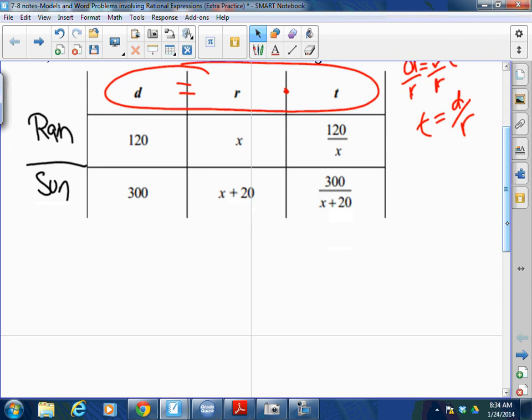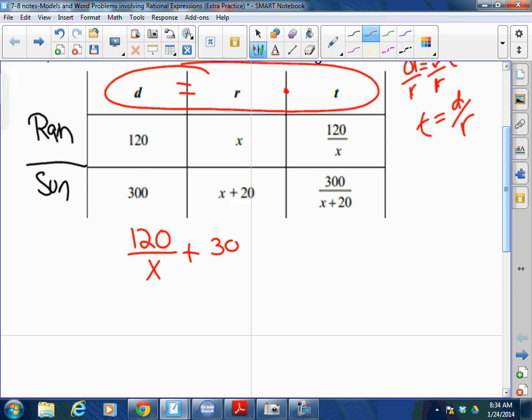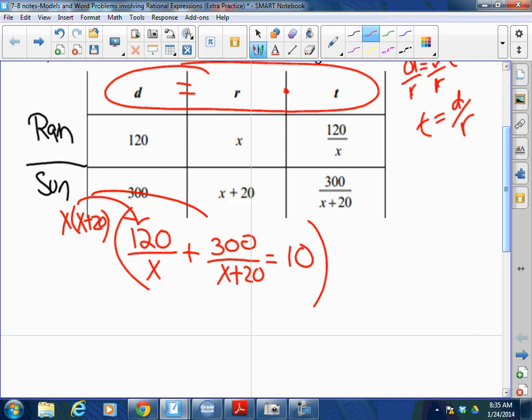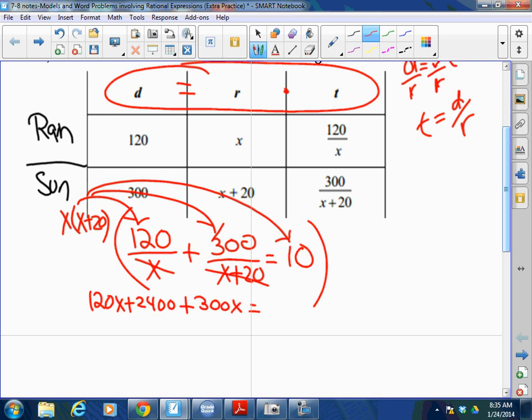So let's set up my equation. I know that the time that I spent in the rain plus the time that I spent in the sun gave me a total of 10 hours. So now let's just solve it. We know how to do this. I have to distribute this to everything. When I distribute x times x plus 20 to 120 over x, the x's cancel. So I've got 120x plus 2400 plus, now the x plus 20s cancel, so I got 300x. That's going to equal 10x times x plus 20, giving me 10x squared plus 200x.